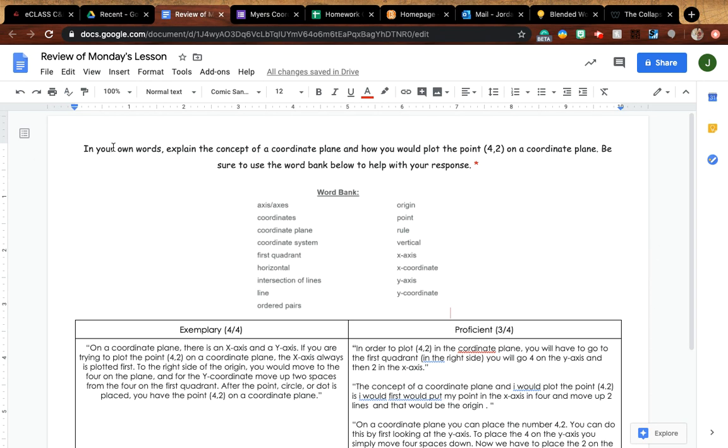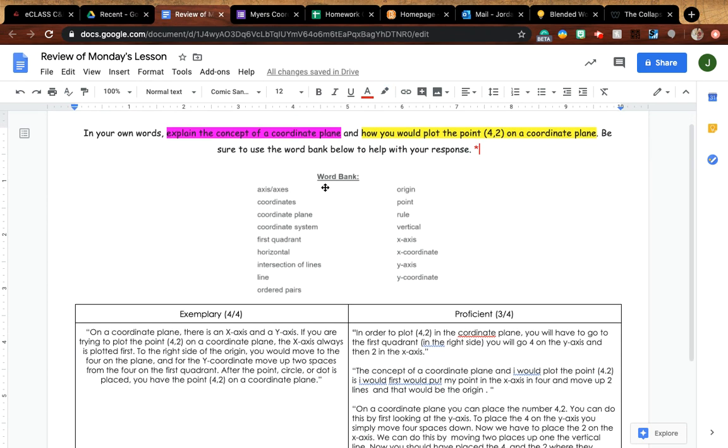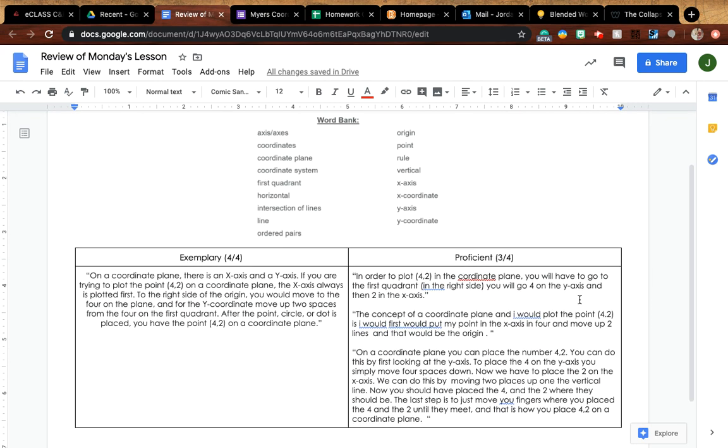So the first thing we see is that it says, in your own words, explain the concept of a coordinate plane and how you would plot the point (4, 2) on a coordinate plane. Be sure to use the word bank below to help with your response. So I see that this is two separate questions. So really there's two things that I'm doing here. To make it easier, I am going to highlight these in different colors so that you can see them. Now, it also gives you an entire word bank here that you need to be able to use. So let's look at the exemplary one.